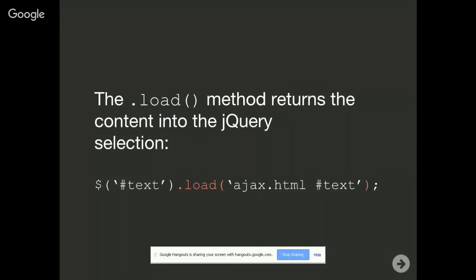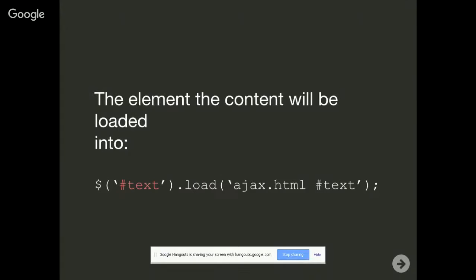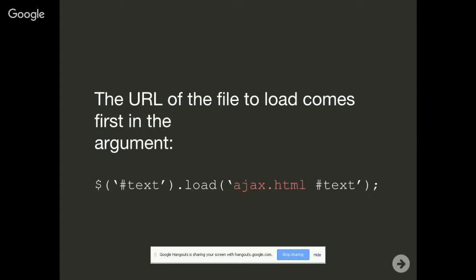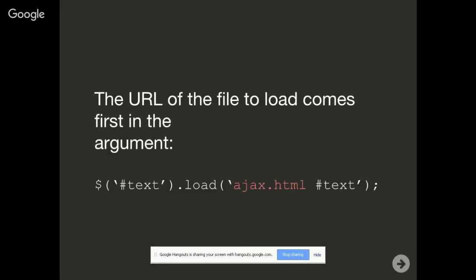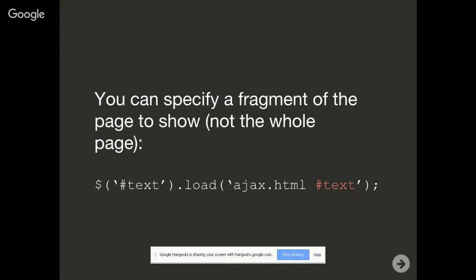The load method is going to return the content into the jQuery selection. So you're going to load this content into an element. This is the element itself, then the URL of the file to load. We looked at this already before, remember? And then the fragment of the page to show. So you just want the page to show this particular fragment.